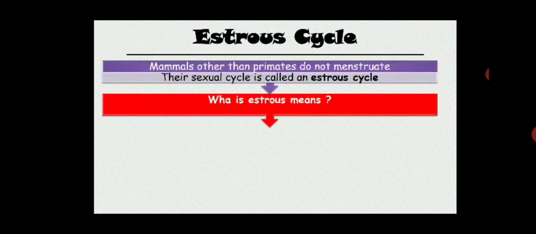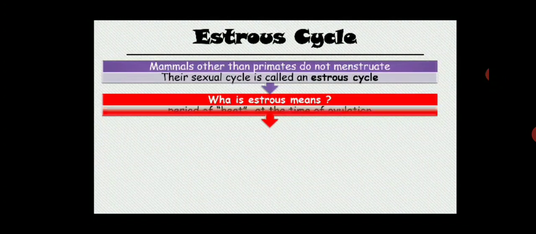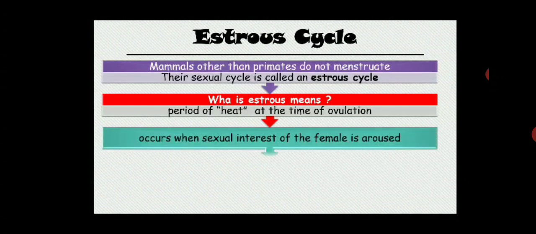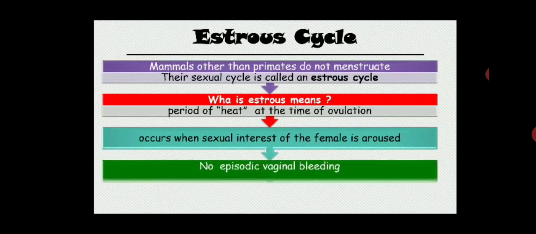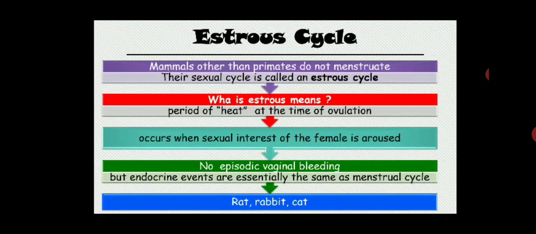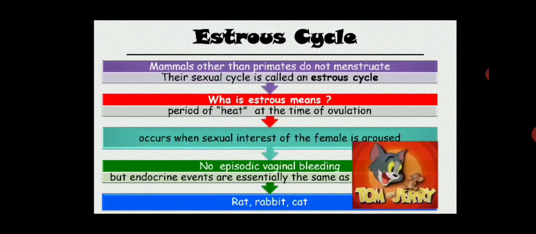Now what does estrus actually mean? Estrus is basically the period of heat at the time of ovulation, by progesterone, right? So it basically occurs when the sexual interest of the female is aroused. Once the female has a sexual interest, there is no episodic vaginal bleeding, but the endocrine event is essentially the same as the menstrual cycle. That happens in the rat, rabbit and cat. Got it?